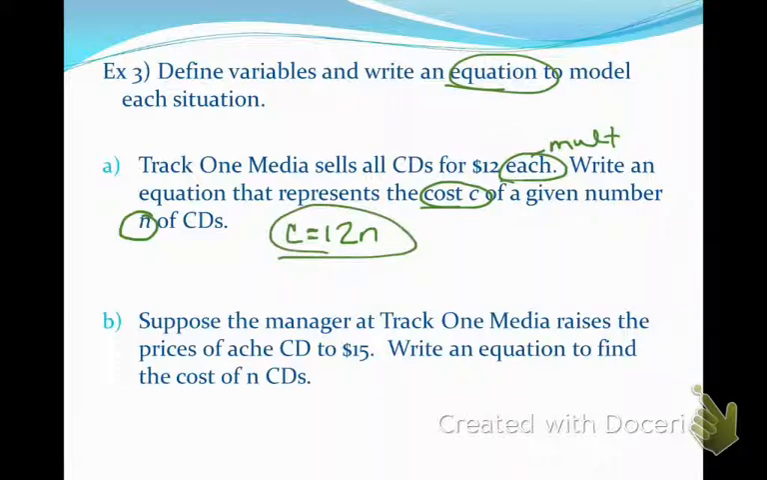Okay, let's look at the next one. And I'd like you to try this one on your own using the same concept as above. Please put me on pause, try it out, and come back after you've done the problem. All right. So hopefully you got C equals 15N, because this time the cost equals 15 times the amount of CDs you are buying.